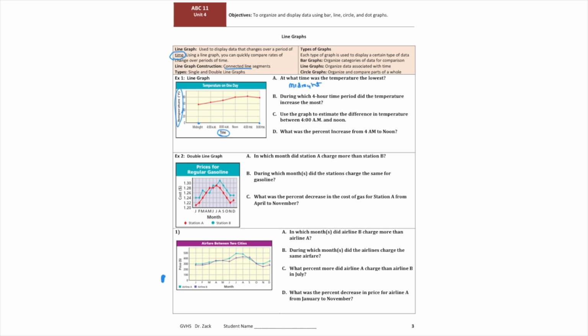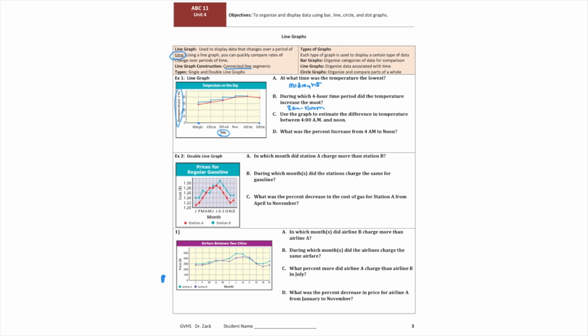During which 4-hour time period did the temperature increase the most? So do a quick comparison. Try to figure out which one of these has the steepest slope. And the steepest slope is going to be the one that increased the most. So according to our picture, it increased the most from 8 a.m. to noon.